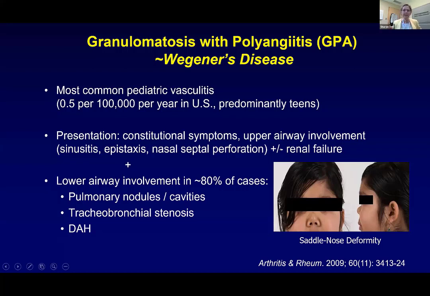Renal failure is another one of the life-threatening ways that they present in the emergency department. And then lower airway involvement, again, is very common in GPA. It happens in about 80% of cases with either pulmonary nodules or tracheobronchial stenosis or diffuse alveolar hemorrhage or a combination of the above. And so you can understand why often you get consulted to the emergency department before the rheumatologist does.